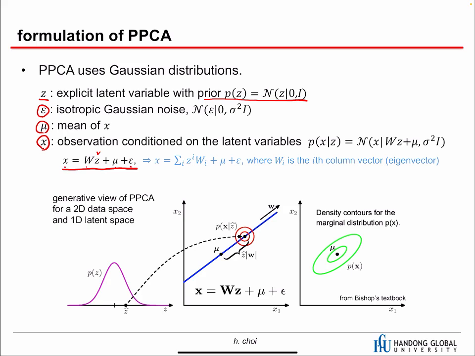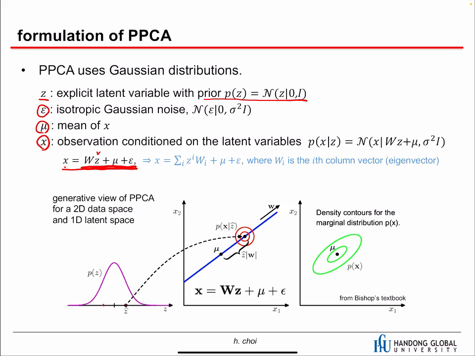Don't get me wrong, X is given. X is the observation, but in this model, we assume that Z is given and X is generated by these formulations. So we want to find Z. In this formulation again, Z is given, then we can generate X. But in practice, X is given, so we want to find W, Z, mu, epsilon, everything.